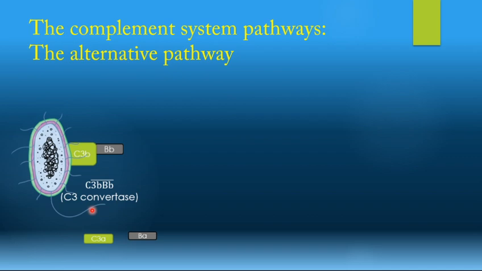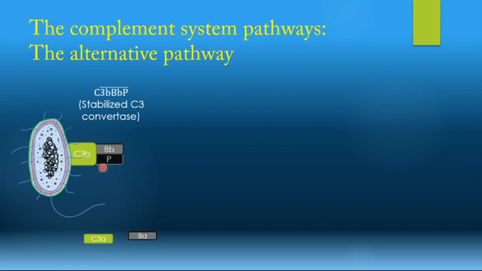How do we make it stable? Simply by binding another factor, P. So factor P binds to this complex, forming the C3b-Bb-P, which is a stabilized C3 convertase.